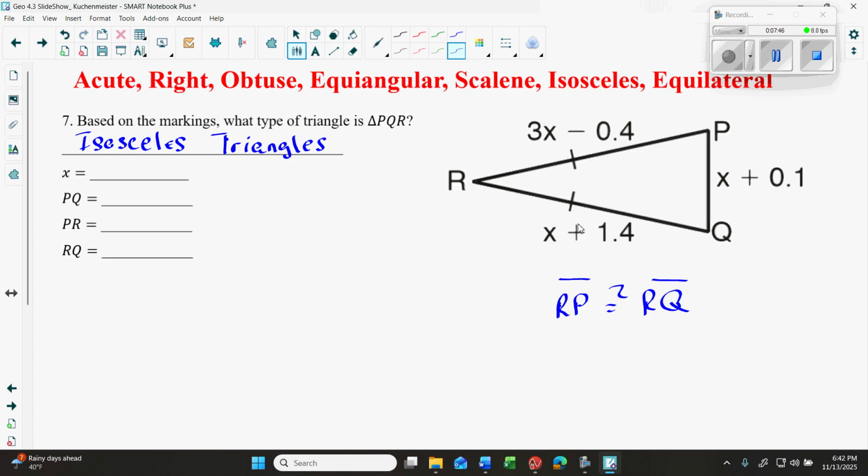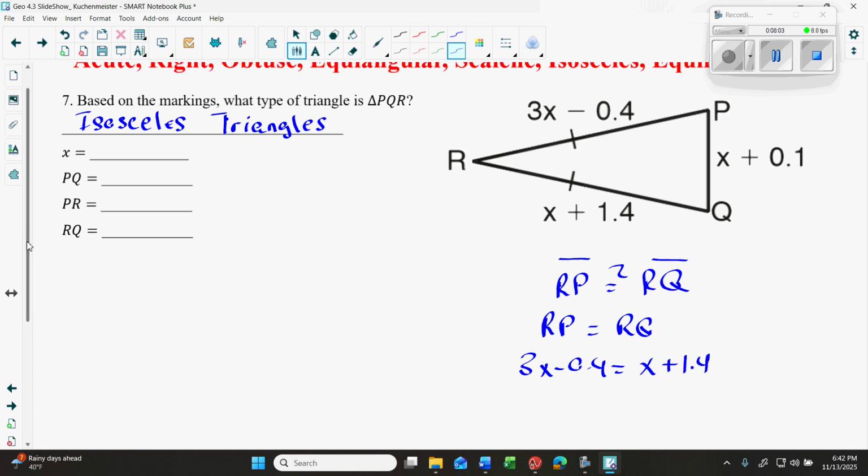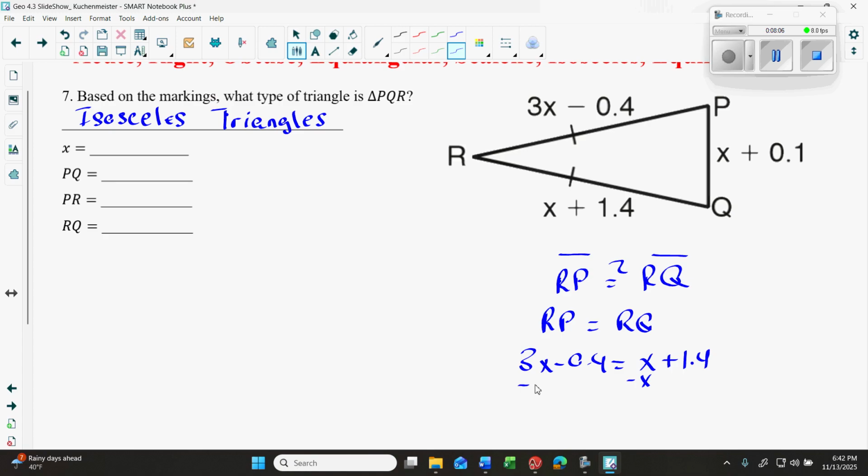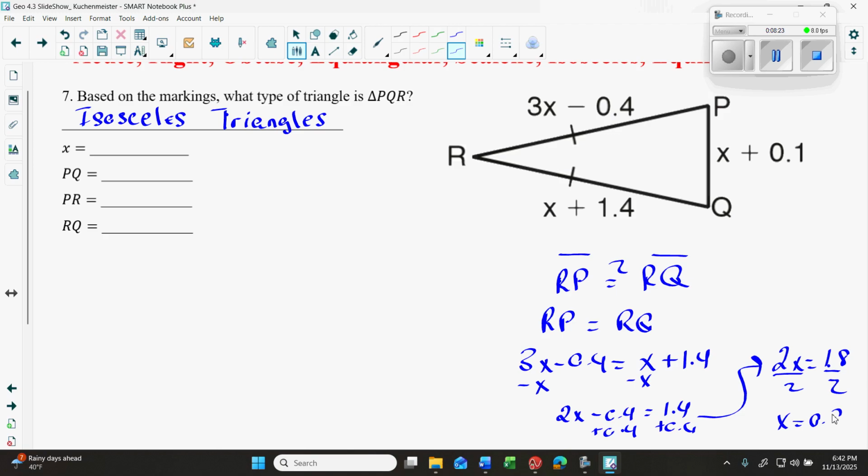Okay, so now I want to solve for x. This goes back to the basic process of congruency. The two things are congruent, so their segment lengths are equal. So we can go 3x minus 0.4 equals x plus 1.4, and we can do some algebra to solve for x here. Subtract x from both sides, get 2x minus 0.4 equals 1.4. I would add 0.4 to both sides, and that goes to 2x equals 1.8. Divide both sides by 2, and x is going to equal 0.9. All right, so x equals 0.9.